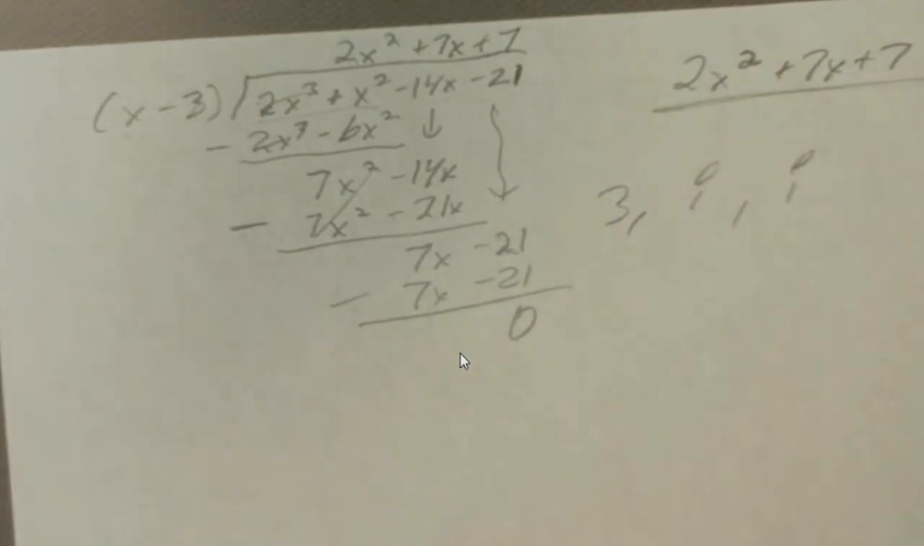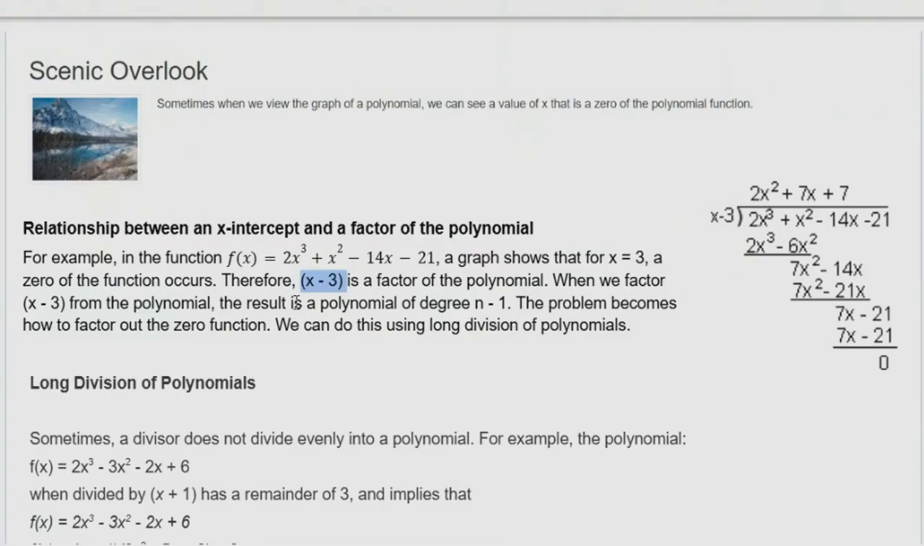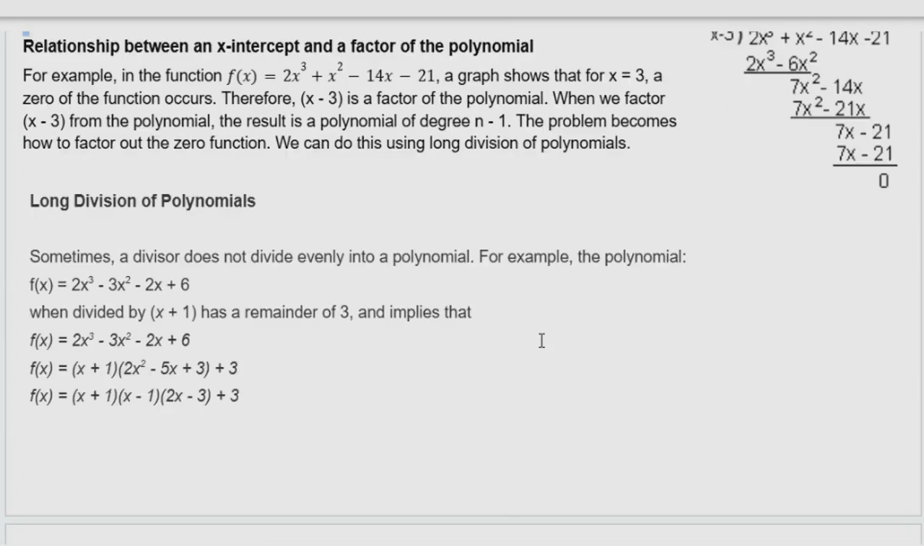So let's go back and see what the lesson's saying about this, since we've done that now. When we factor x minus 3, the result is a polynomial of degree n minus 1. Well, what does that mean? That means we started out with a third degree, and after we divide this out, we now have a second degree. That's 2x to the second power. So the problem becomes how to factor out the 0 function. They say we can do that with long division. Now, sometimes a divisor does not divide evenly, right? If we had 2x to the third minus 3x squared minus 2x plus 6, if we divide that by x plus 1, it has a remainder of 3.